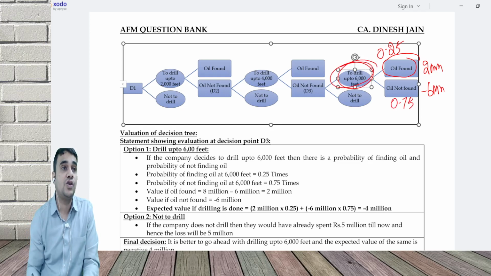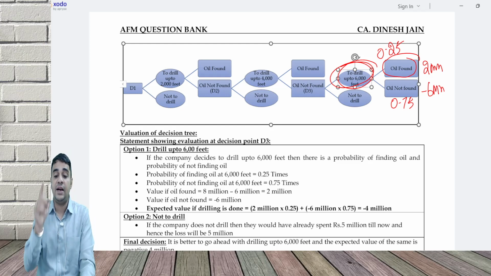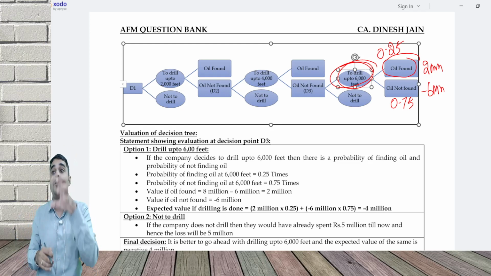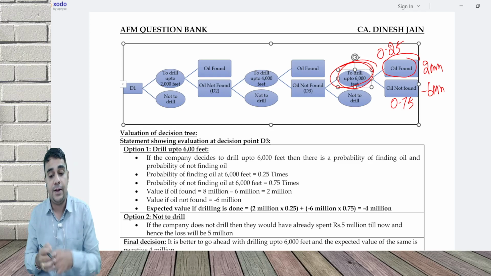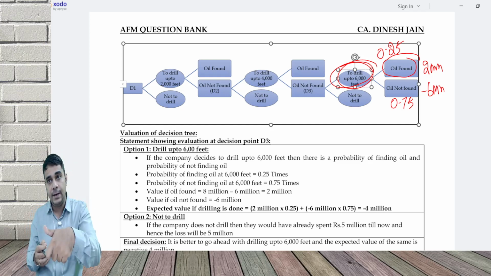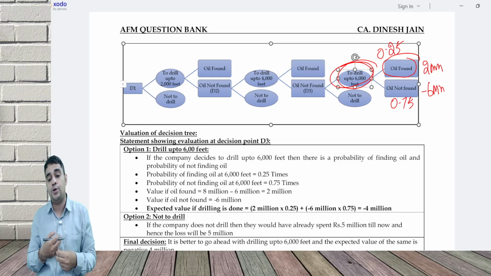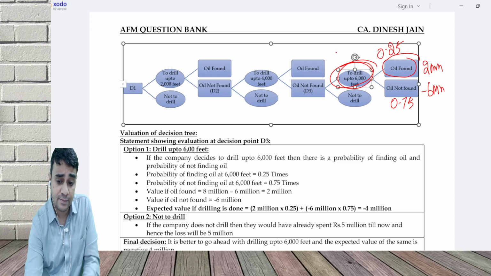This circle which you see is the weighted average of 0.25 into 2 plus 0.75 into minus 6, the weighted average of the various branches which come out of it, with probability being the assigned weight. So 0.25 into 2 million plus 0.75 into minus 6 million is how much?